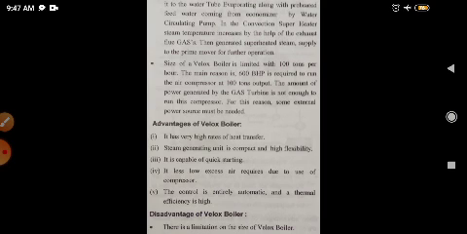Okay, we will stop today. Next we will see the Schmidt Hartmann boiler.